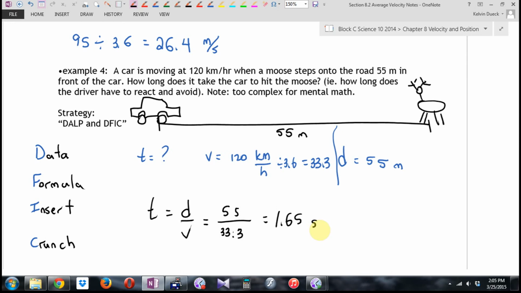Okay. Certainly, if you were designing corners and things, this would help you decide how far ahead of the corner to put the sign so people can see the sign and react enough to slow down. Giving you some applications of this. This is used in road engineering all the time.